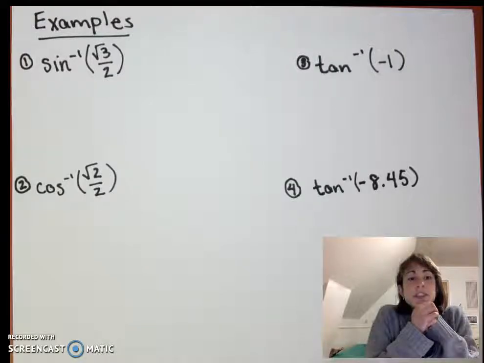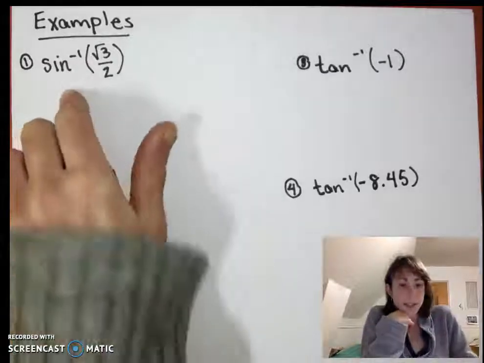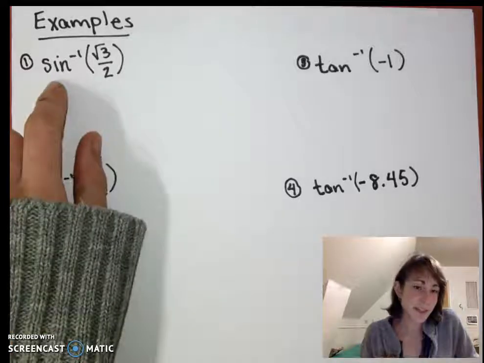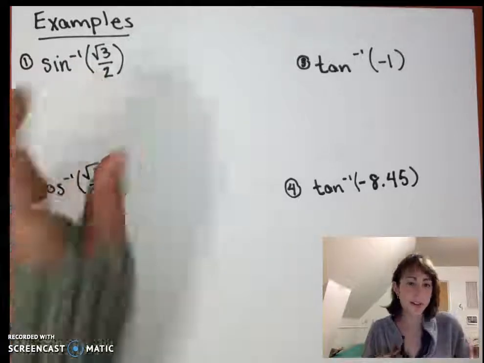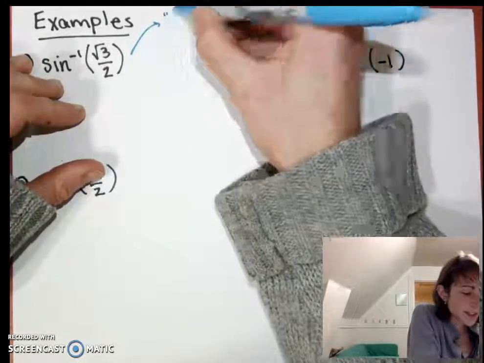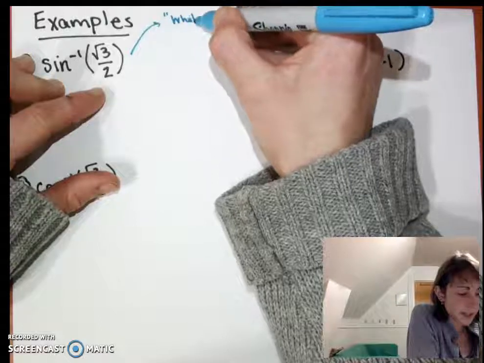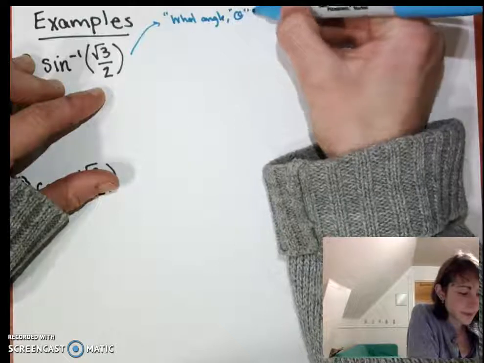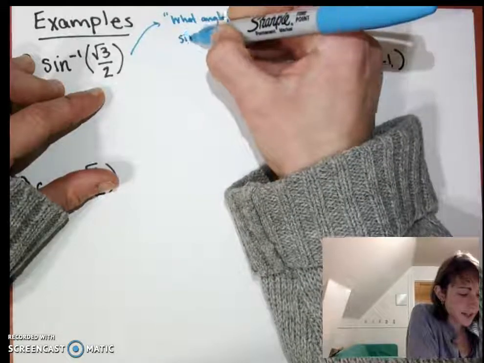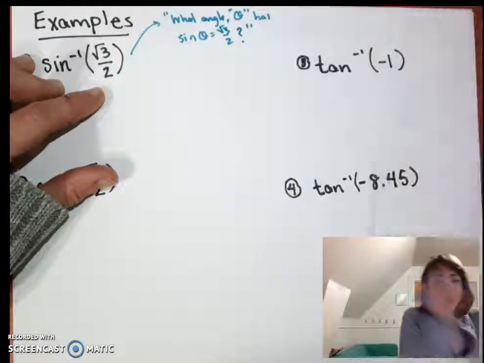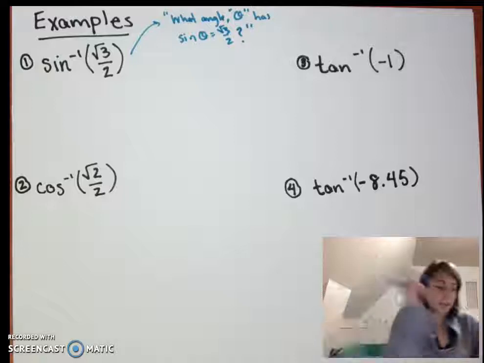Hi everyone, in this video we're going to go over some examples of how to evaluate inverse trig functions. Our first example is sine inverse of root 3 over 2. What am I really asking here? I'm asking what angle theta has sine of theta equal to root 3 over 2. So that's the question. Let's think about this.